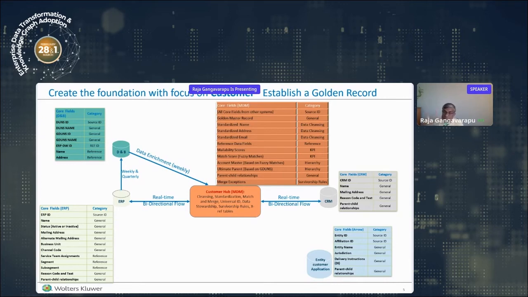Some of the main information we maintain is on the golden record, and this became the data foundation in the customer hub. That data is moved and carried on into the ERP system, CRM system, or all the other 15-plus applications I just mentioned.